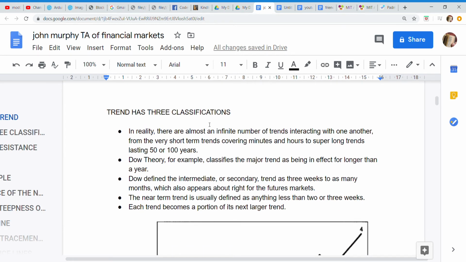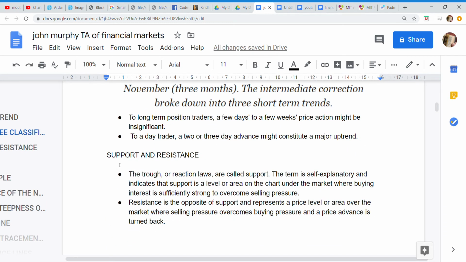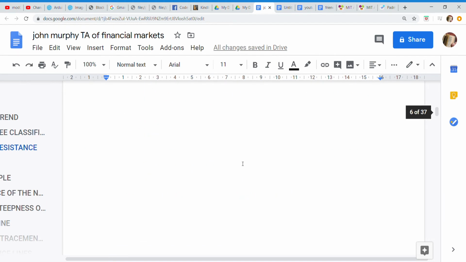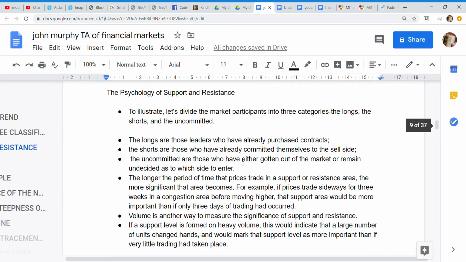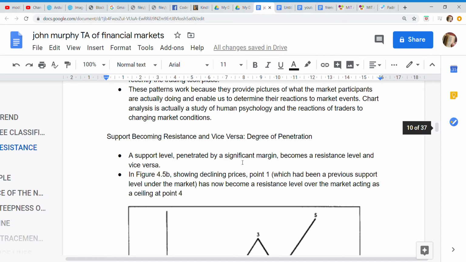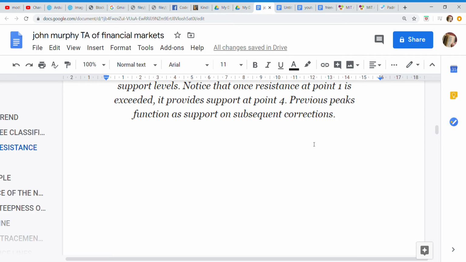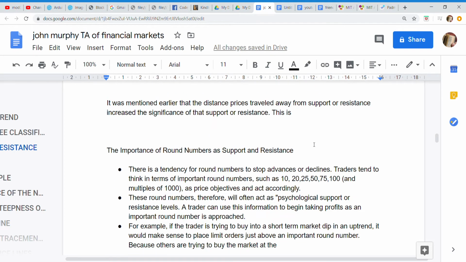Third is that trend has three classifications. Fourth is support and resistance. Fifth is psychology of support and resistance. Sixth is support becoming resistance and vice versa, degree of penetration. Seventh is importance of round number as support and resistance.